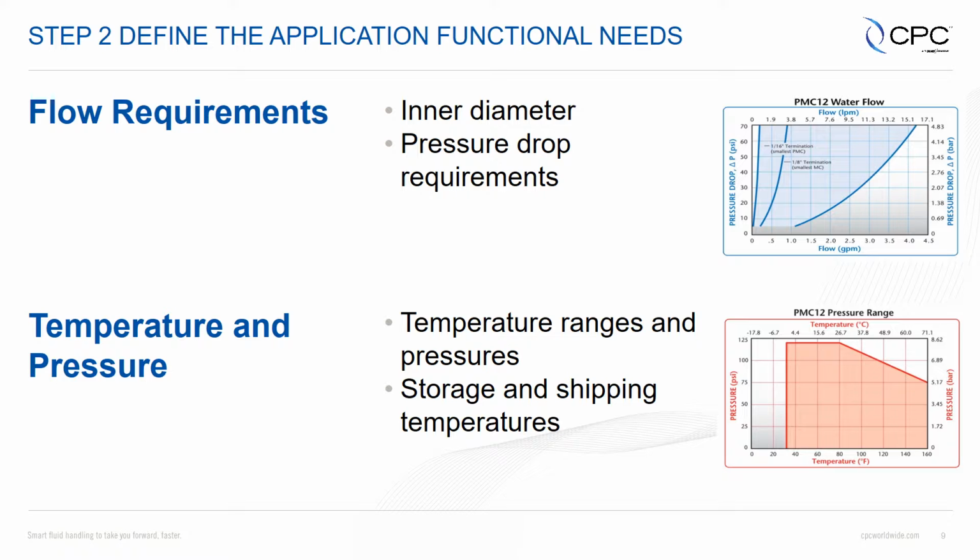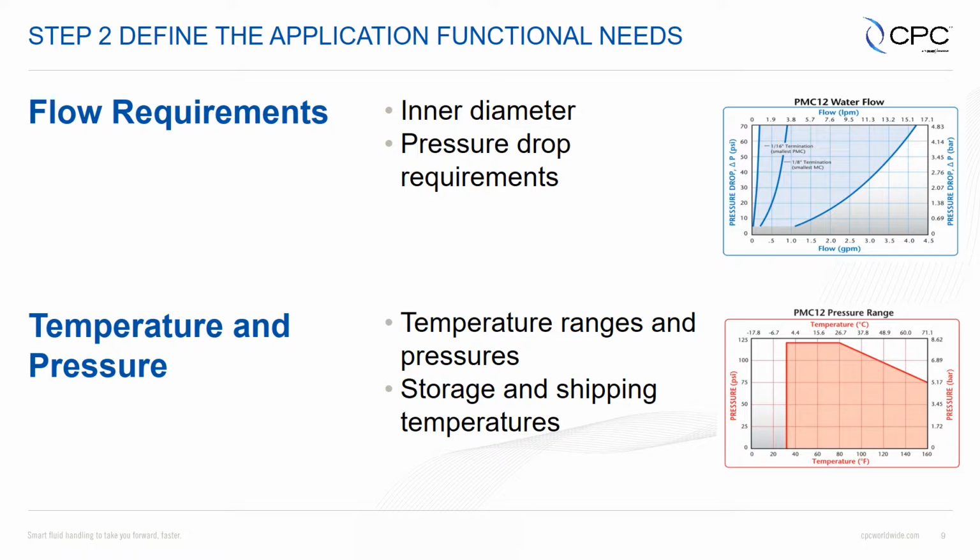So let's start to narrow down the process, narrow down the choices that we have by looking at requirements. And probably the best place to start is the flow requirements. A lot of times what we'll say is, what type of tubing are you using? What's the inner diameter? When you start with the tubing, that defines a basic flow requirement to narrow down the connector platforms.